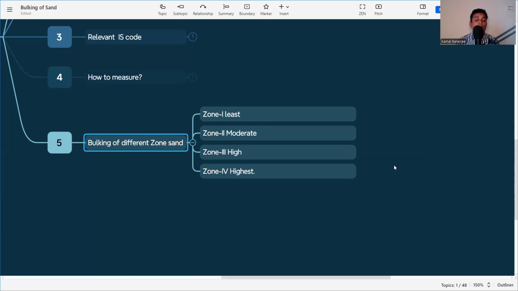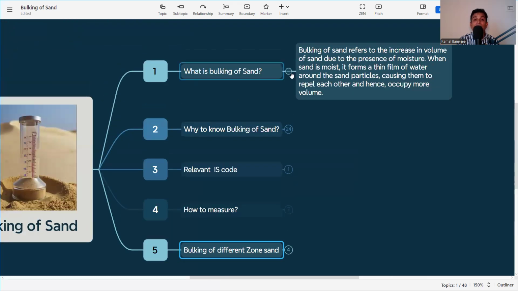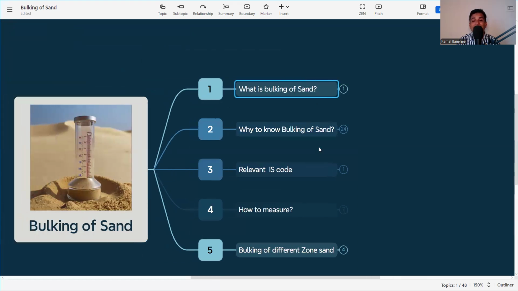That is why for concrete we always choose zone 1 or zone 2. Zone 4 is advisable not to use in concrete, because it has finer particles, a higher volume of bulking of sand, and more moisture content. So these are the things about the bulking of sand. You can measure it so easily, but it is important to measure whenever you are dealing with any kind of volume mixing with sand.